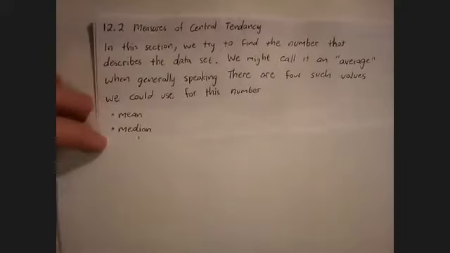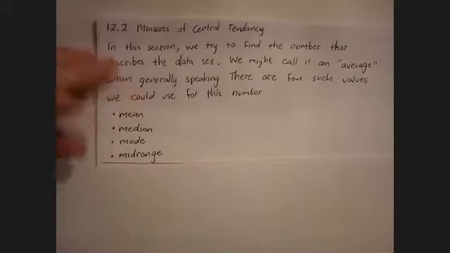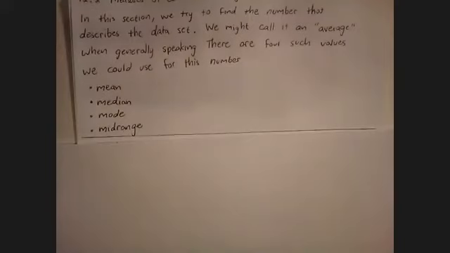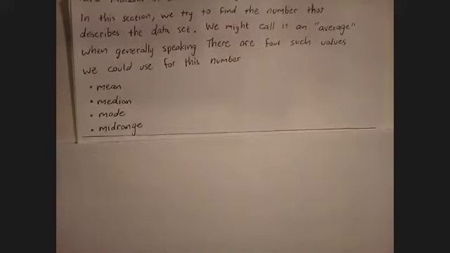So there are four such numbers we're going to discuss: mean, median, mode, and mid-range. So I'll take each of these, we'll do a brief example, and then for the next video, we are going to look at some more examples of these four terms.